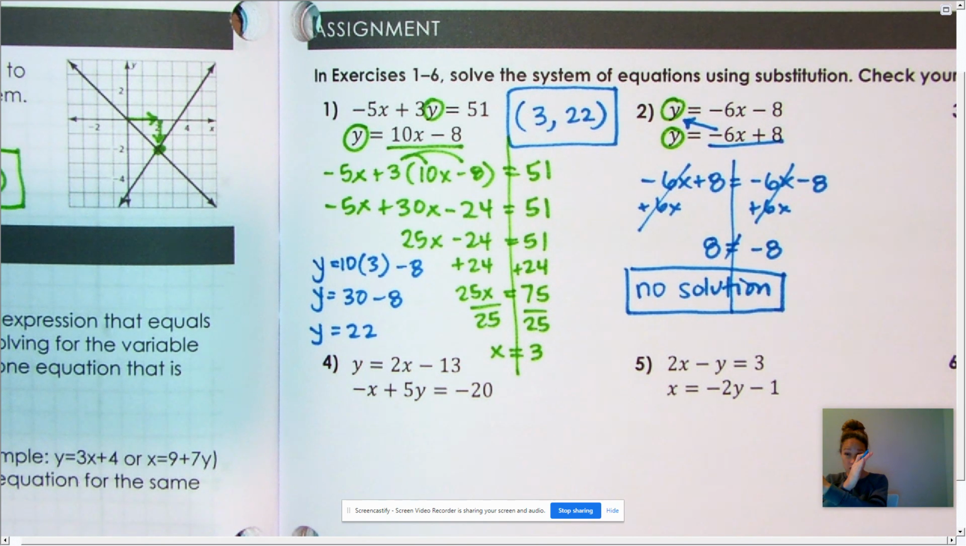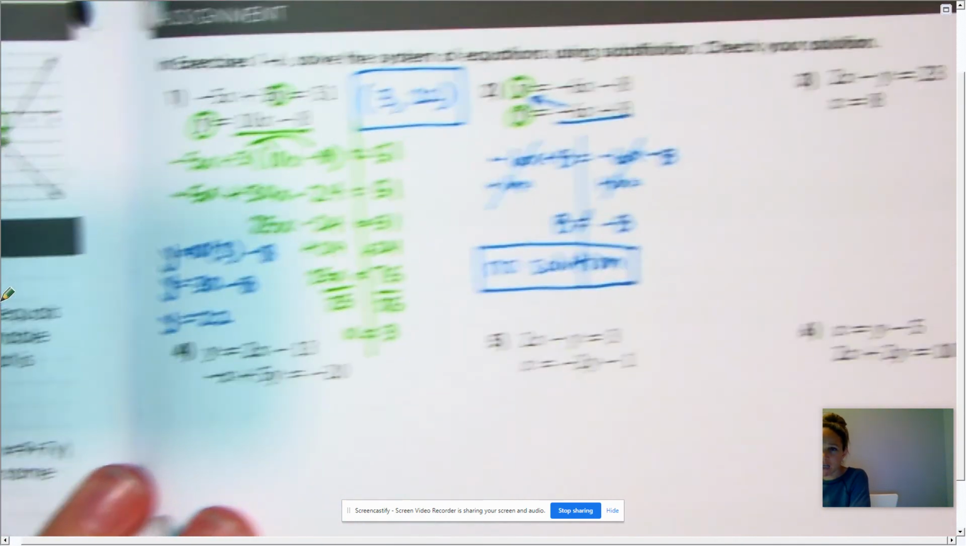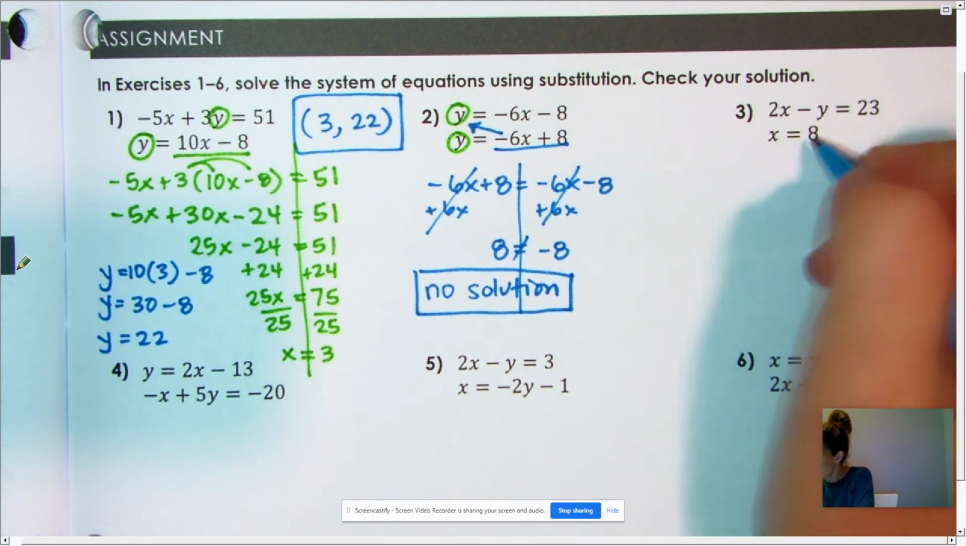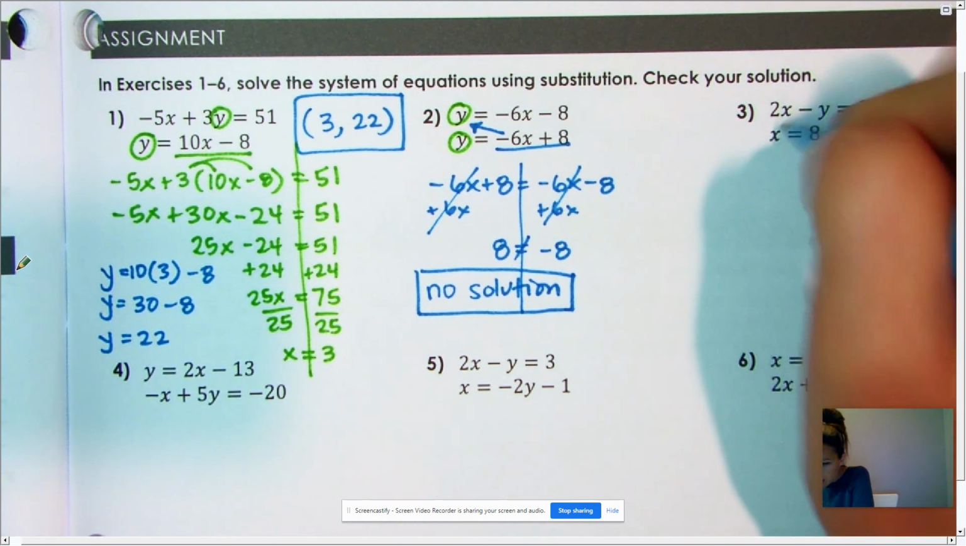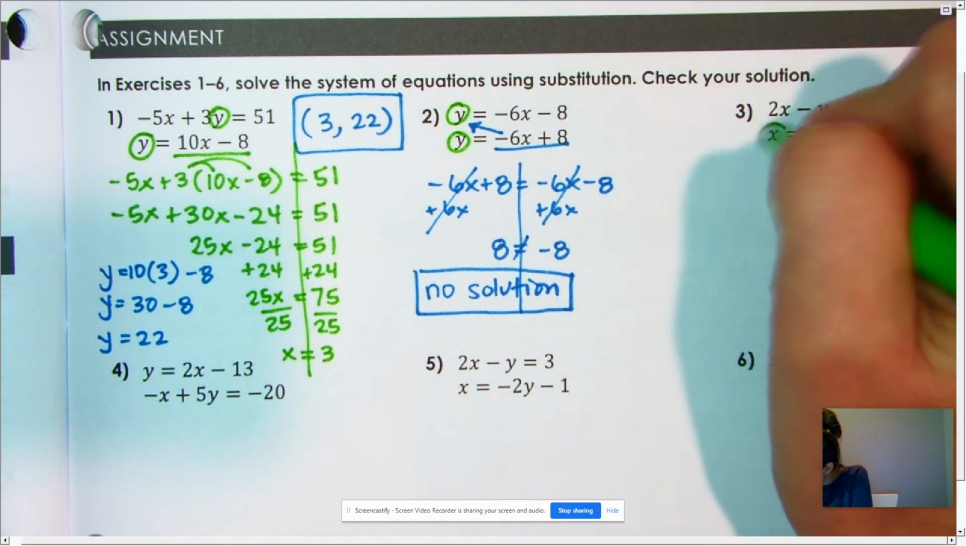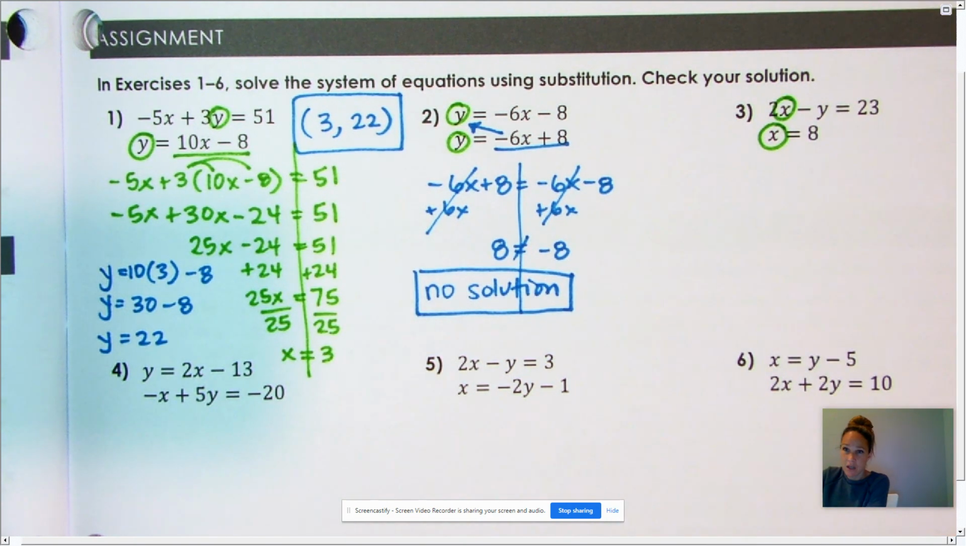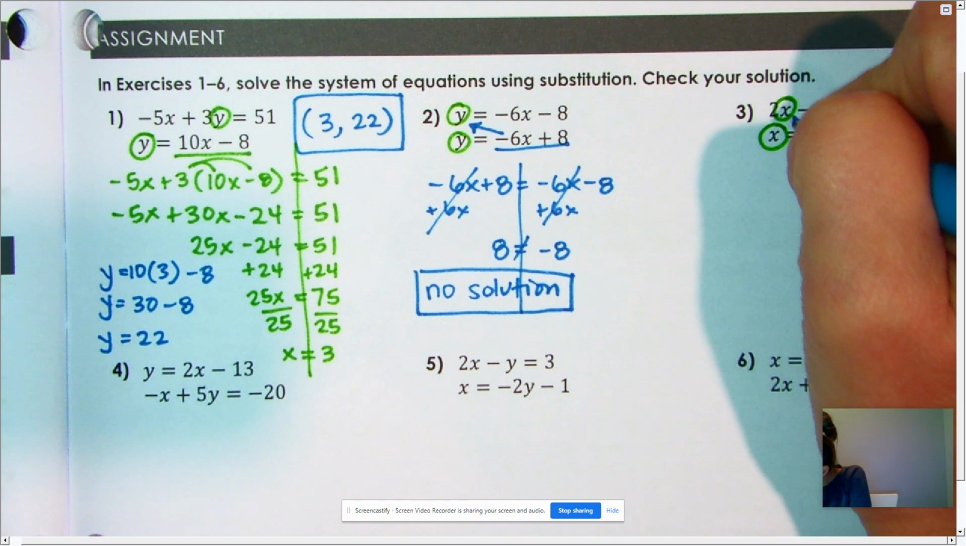And remember, our solution is that point where they intersect. Okay, look at question number 3, back to the odd number problems here. Ooh, this one's super easy. They already told us one of the answers, x equals 8. So all we're going to do is circle what you know and then find it in the other equation. Okay, and then we're just going to plug it in.